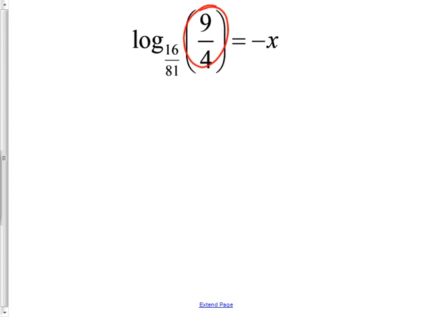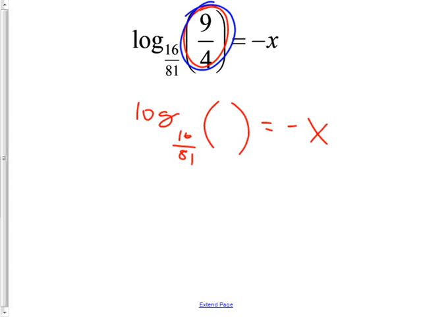Okay. All right, so there's 2 different ways you could do this. One of the students suggested I take the 9/4 and rewrite it as a 16/81. So that'll mean I have the 16/81 here. I'll leave that alone. And I'll take this next part right here. That's where all the hard work's going to happen. And write it as a 16/81 to a power. And what would the power be?